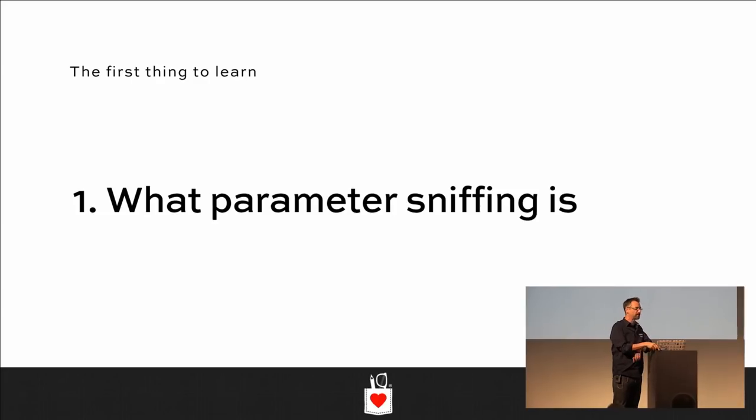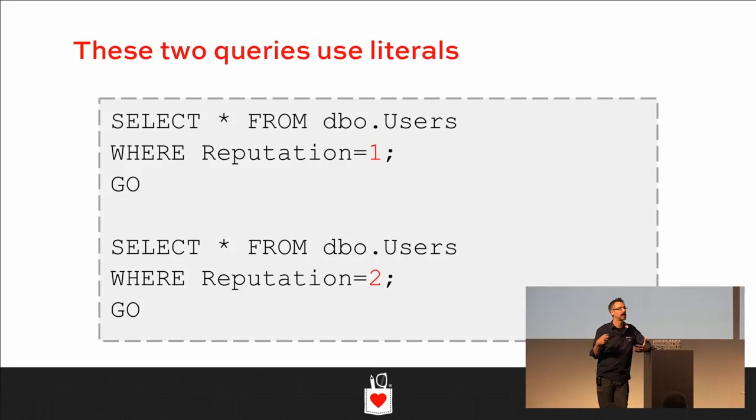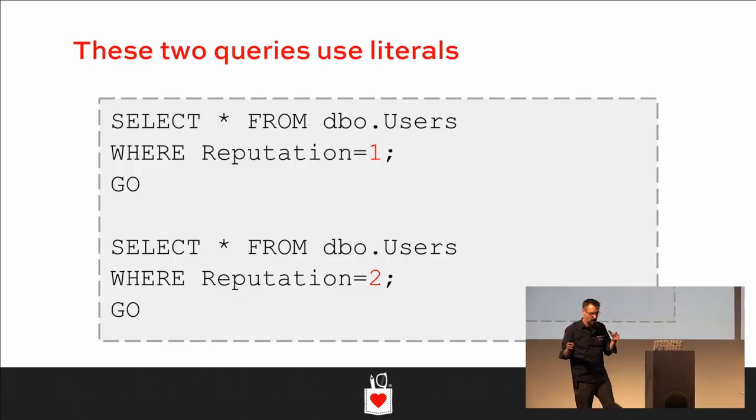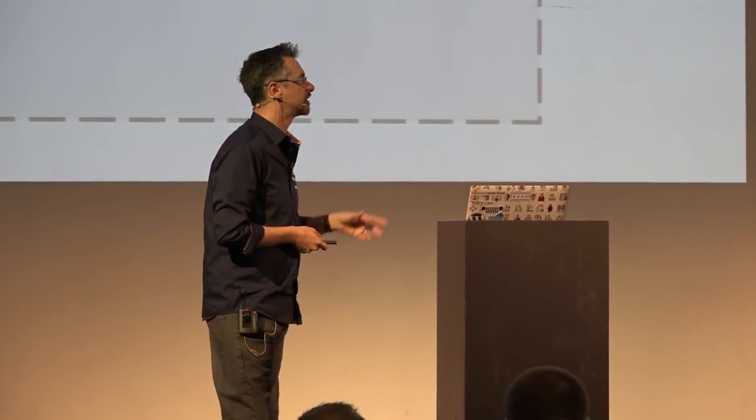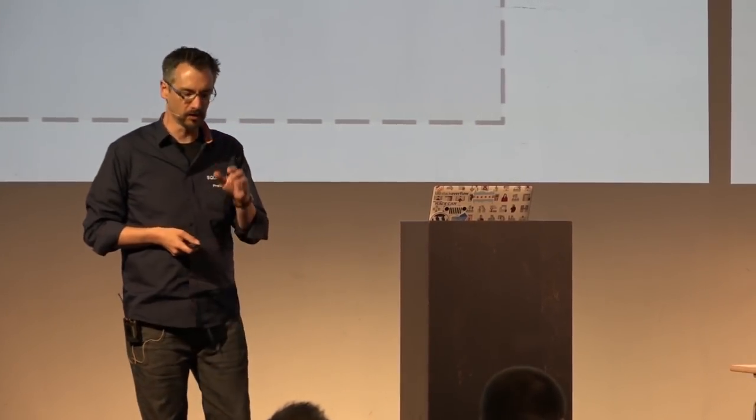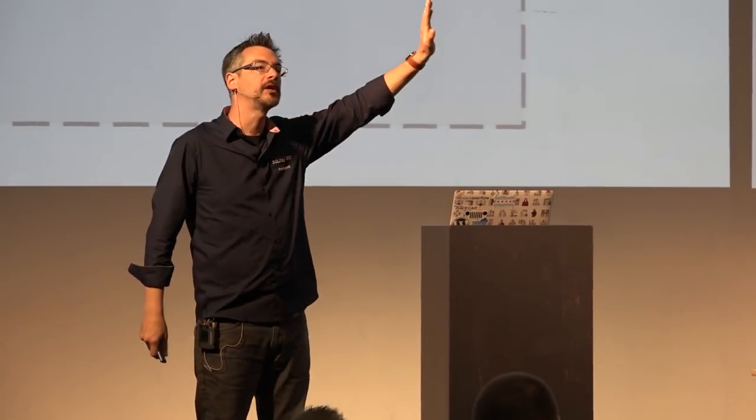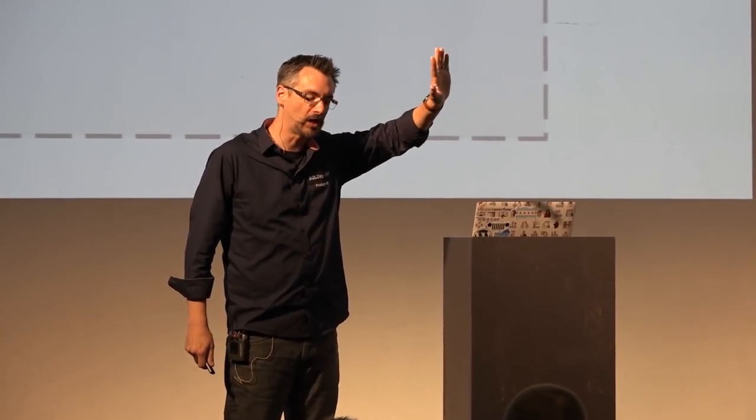We're going to start out with the first thing, which is what is parameter sniffing? And I'm going to show it in a real SSMS here in a second, but I'm going to show you the queries that I'm going to use first. I'm dealing with the Stack Overflow database, which is the open source database from stackoverflow.com, and I'm going to be looking at the users table. The users table has something kind of interesting. It has a reputation field. There's about 5 million users at Stack Overflow.